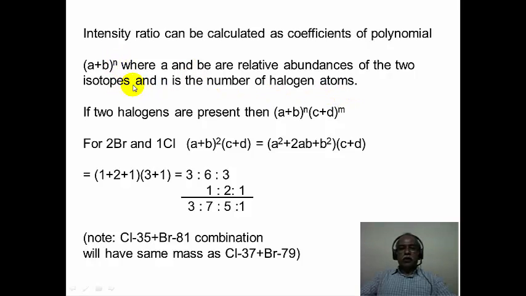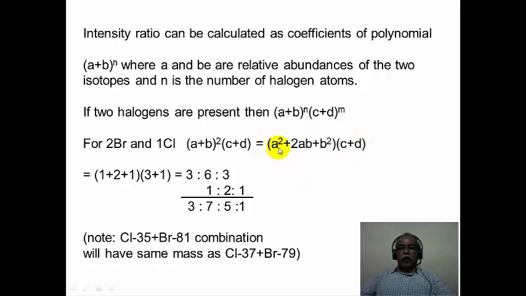So the abundance of the two isotopes with n number of halogen atoms can be easily derived from the coefficients of this polynomial expansion that you can do. Suppose two kinds of halogens are present, one is bromine and another is chlorine. If there are 2 bromines and 1 chlorine present, let us illustrate the example using this. This is the polynomial expansion that one needs to do. Let us say this is bromine-79 and this is bromine-81, and this is chlorine-35 and chlorine-37. The expansion essentially gives you (A + B) whole to the power 2 because there are 2 bromines, times (C + D) to the power 1 because there is one chlorine, which relates to this expression here.